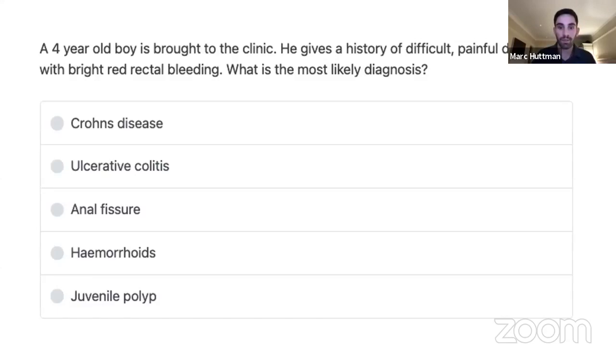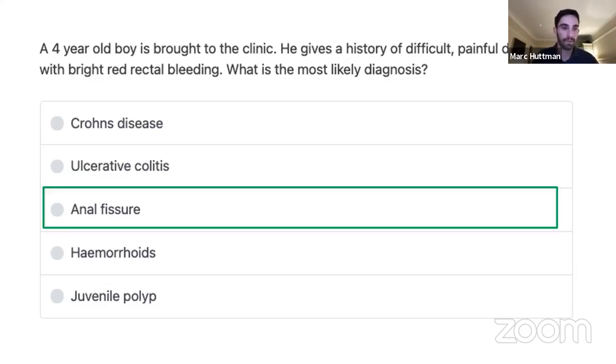So last question, I think, maybe two more questions. A 4-year-old boy is brought into the clinic. He gives a history of difficult, painful defecation, hint there, with bright red rectal bleeding. What's the most likely diagnosis? This should all jump out at you, so I'll go through it quickly. Fissure.